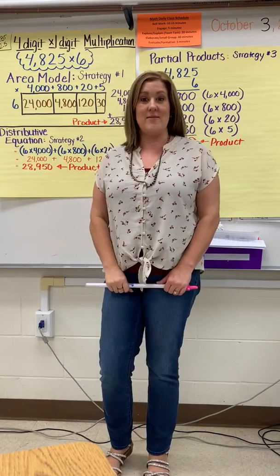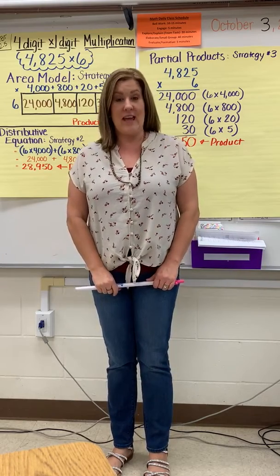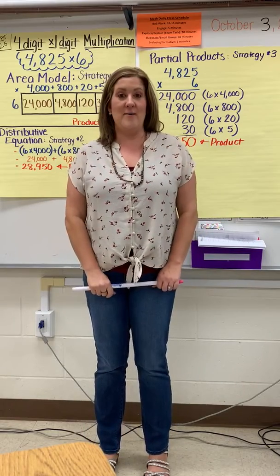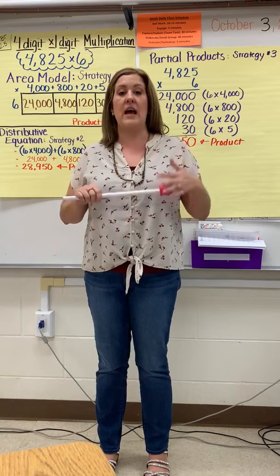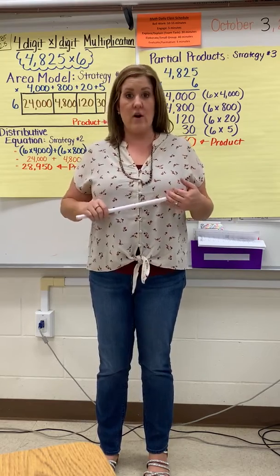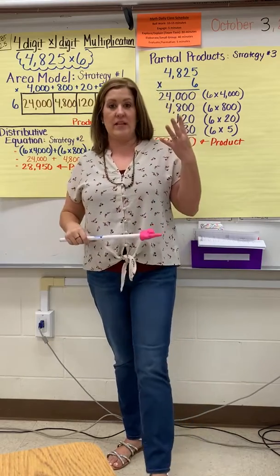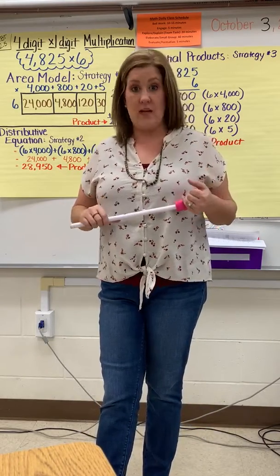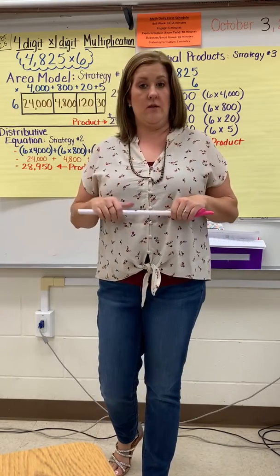This is the first week in October, so October 1st through the 4th, and we have officially started multiplication. We're not just talking about basic facts, but how we can multiply, first of all, 4-digit by 1-digit numbers, okay? So 4 digits times a 1-digit number. Next week, we will start 2-digit times 2-digit numbers.